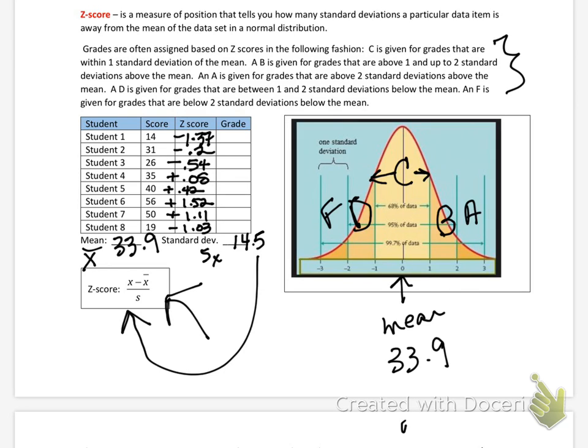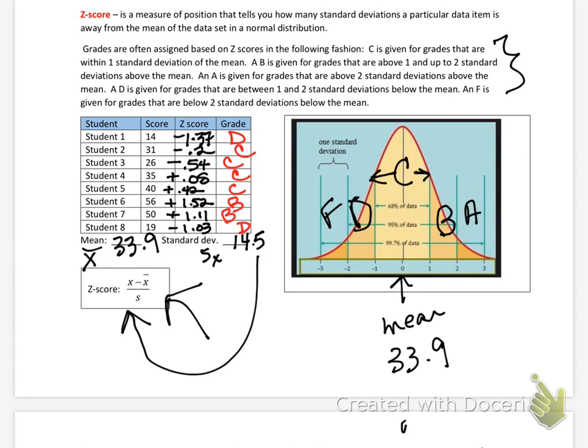So let's fill in our grades. I'm going to fill them in, see if you can fill them in as well. Negative 1.7 should be a D. Negative 0.2, you're pretty close to that mean, is a C. Negative 0.5 is a C. Positive 0.08 is also a C. Positive 0.42 is a C. Okay, 1.52 is a B. Remember, you have to be over 2 to have an A. 1.11 is also a B. Negative 1.03, that's going to be a D.